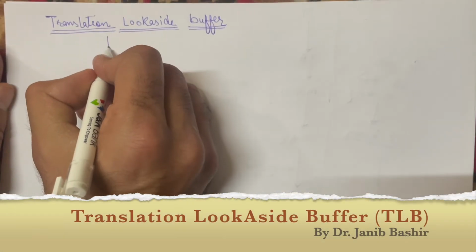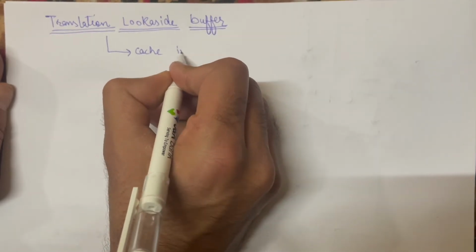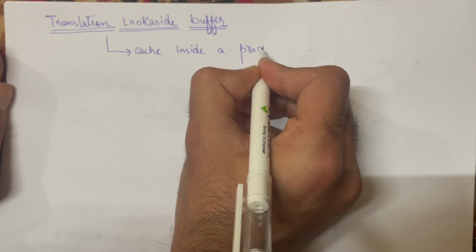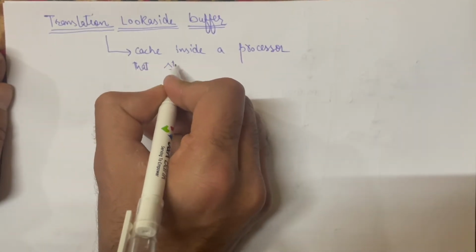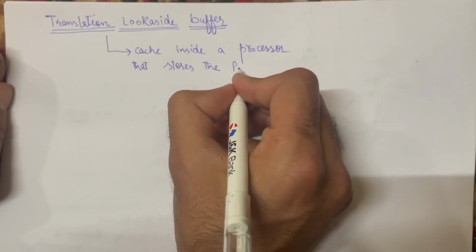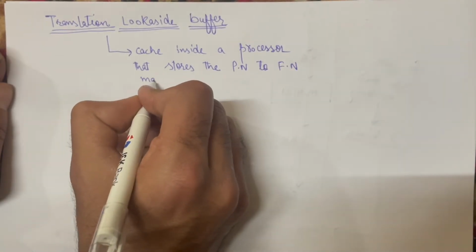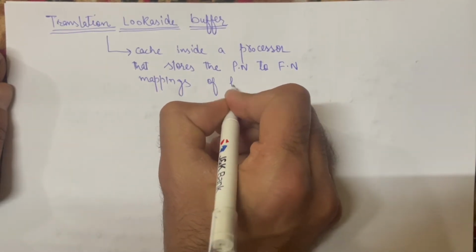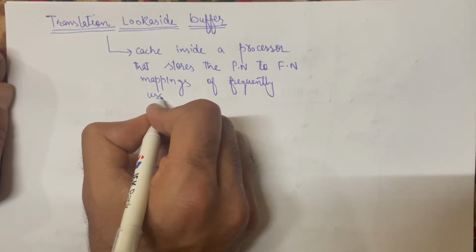So translation look-aside buffer is a special cache inside a processor that stores the page number to frame number mappings of frequently used pages.